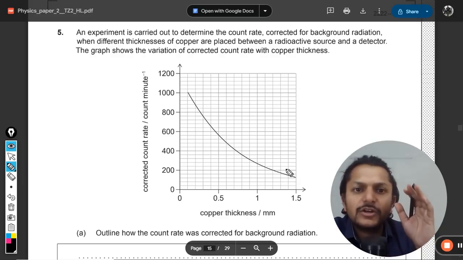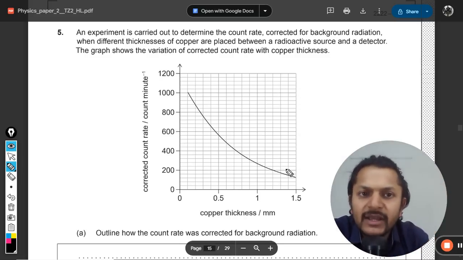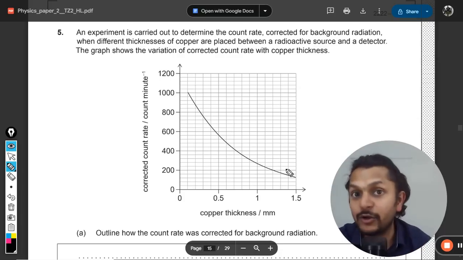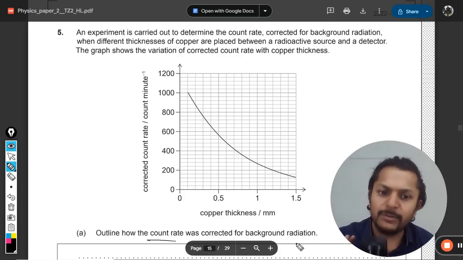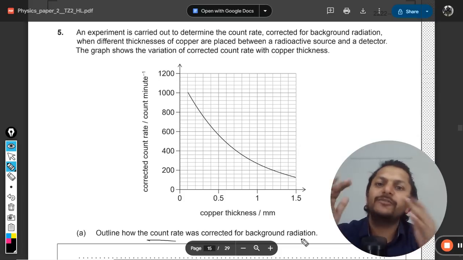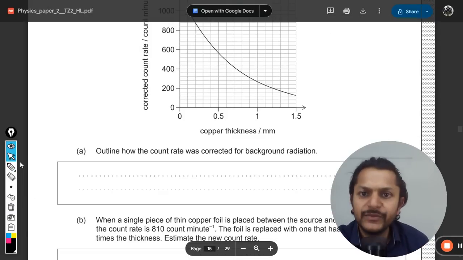And 200, by the way, I've just taken as an example, so don't get confused about where the 200 is coming from. I'm just saying how the count rate is corrected for the background radiation. You just subtract it from all the points. Simple. I will show you the mark scheme later. Let us move to the next question now.